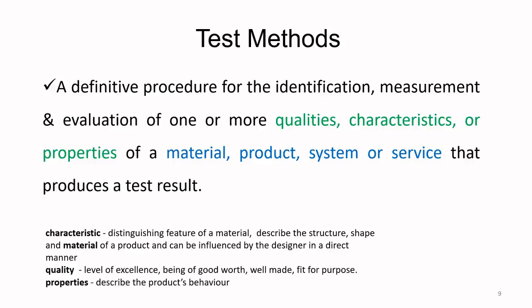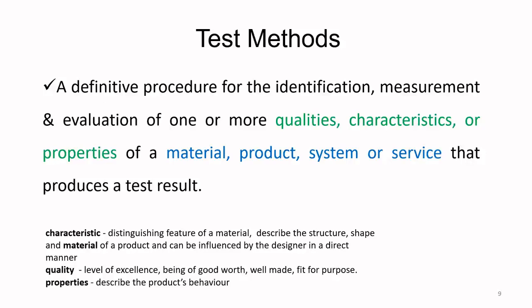That's the service. So whether it's a material, product, system, or service, all of them can be tested for their quality, for the characteristics, and for the properties. And the test method section is what helps you to identify which method will be used to identify, to measure, and to evaluate the quality, characteristics, or properties of a material or a product or a system or a service.